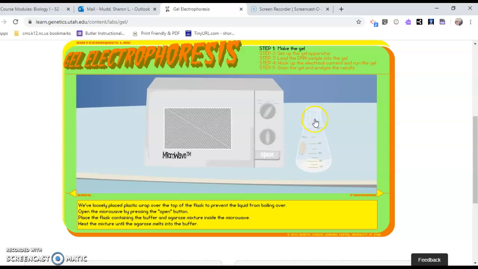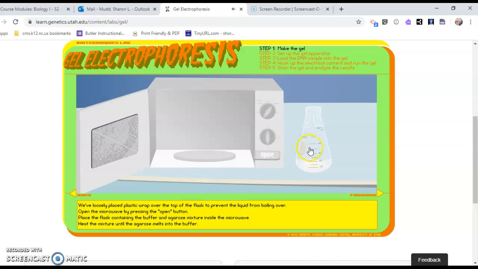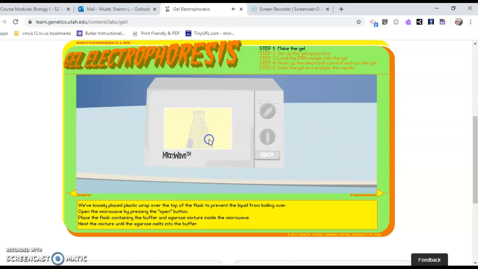We loosely place some plastic over the top of the flask so that it doesn't boil over. We open up the microwave. We put the flask inside. Let's heat the mixture.